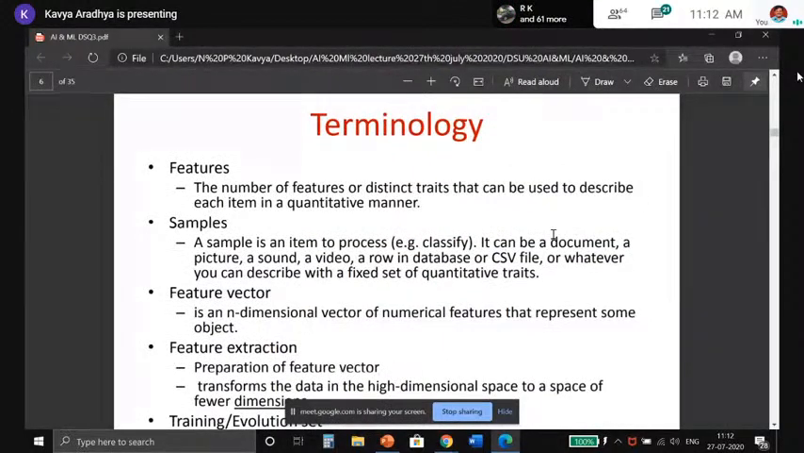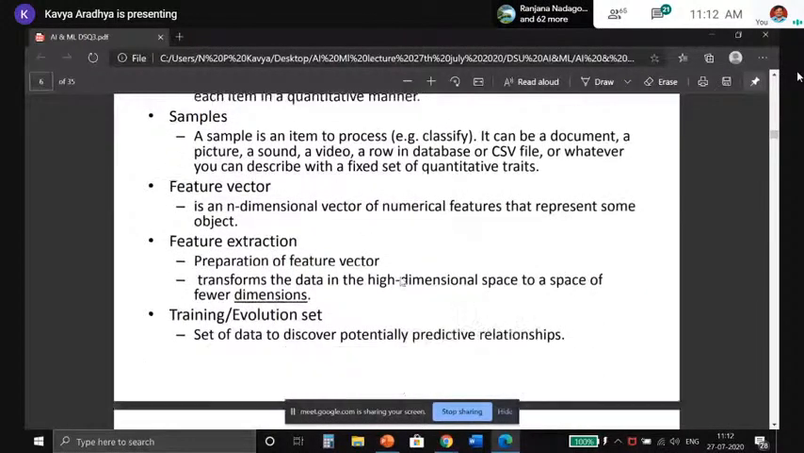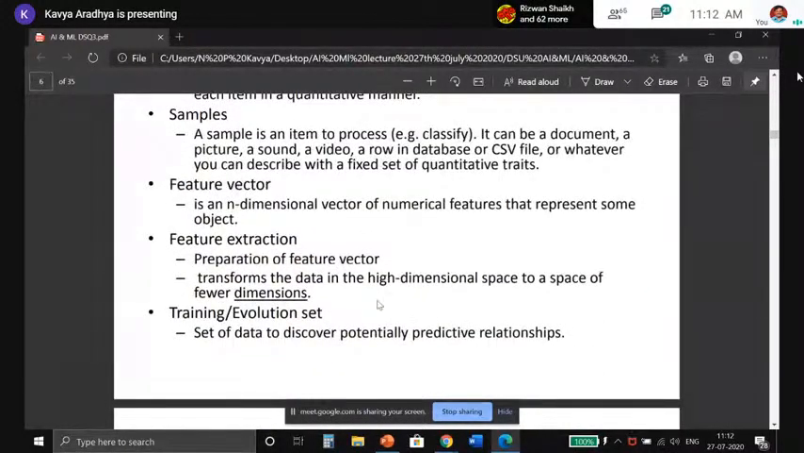Now the different terminologies as per the definition given with P, E and T goes like this. We have different features, different samples, something called a feature vector, we do feature extraction, and then you have the training data, which you call an evaluation set.